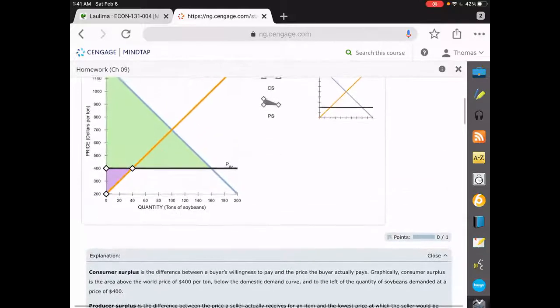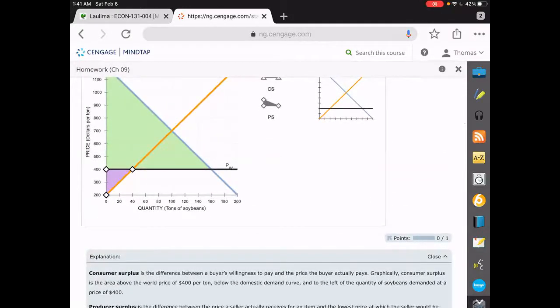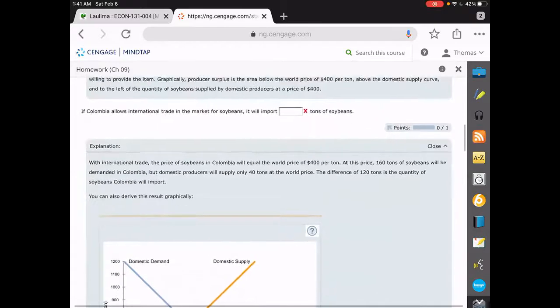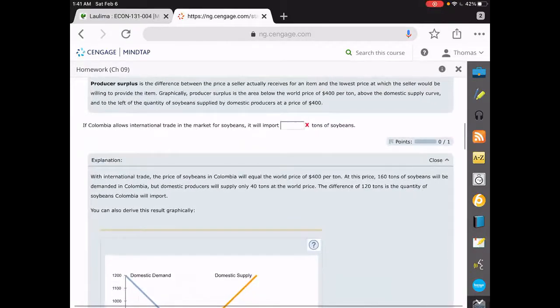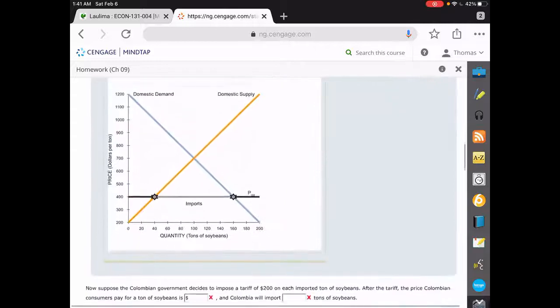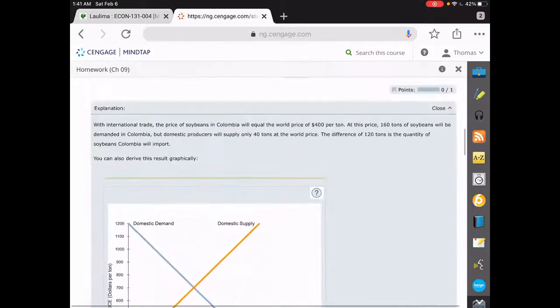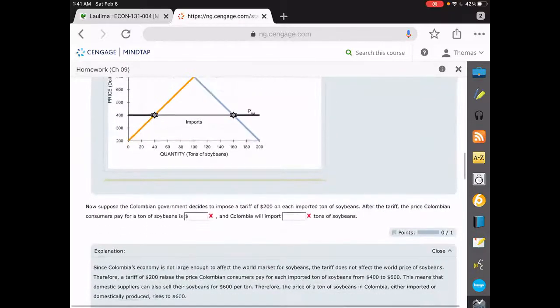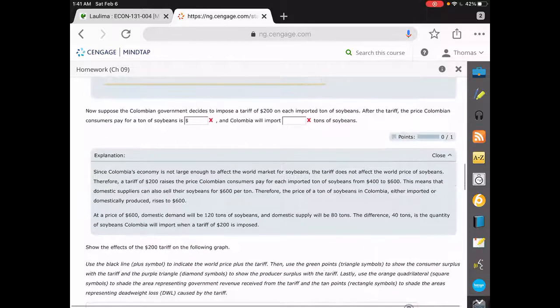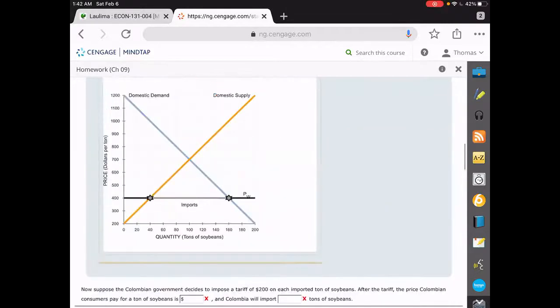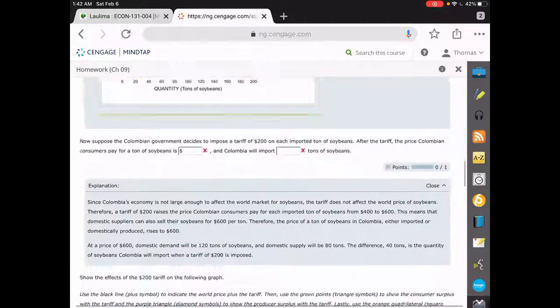How much is it going to import? It's going to import the difference between 40 and 160, which gives us our difference of 120. And then let's say it imposes a tariff of $200. What's going to happen then? So then we need to raise the price up by 200.